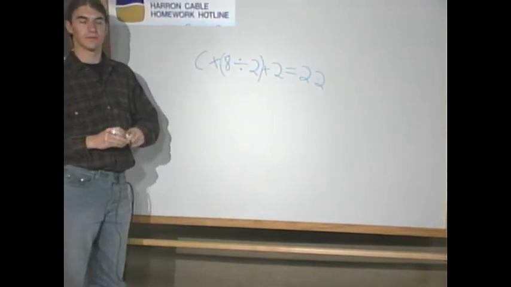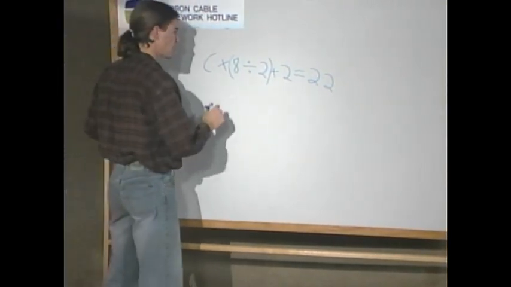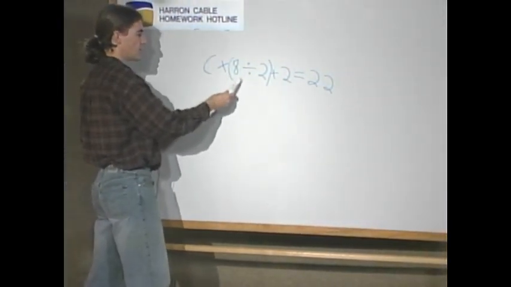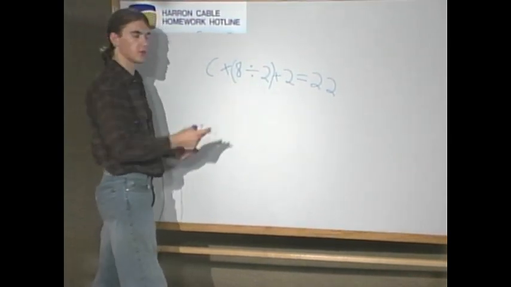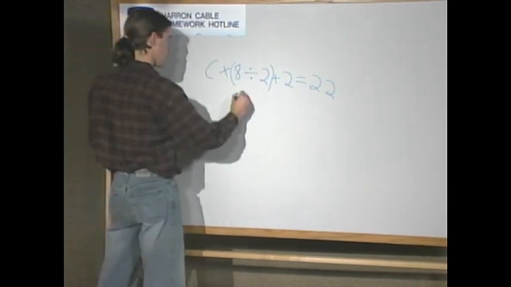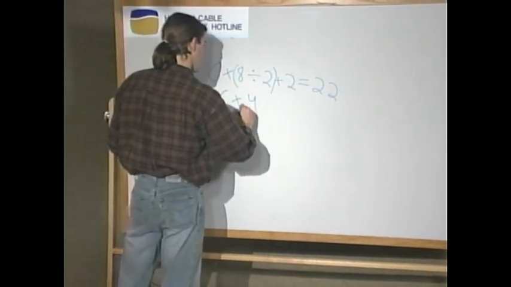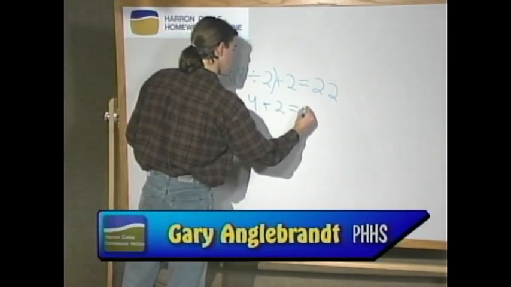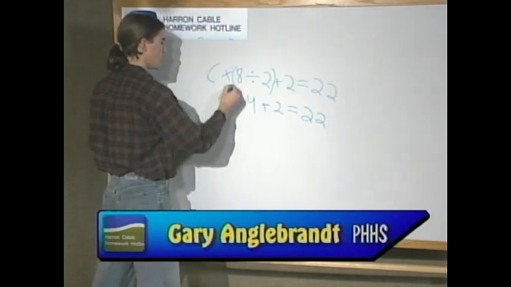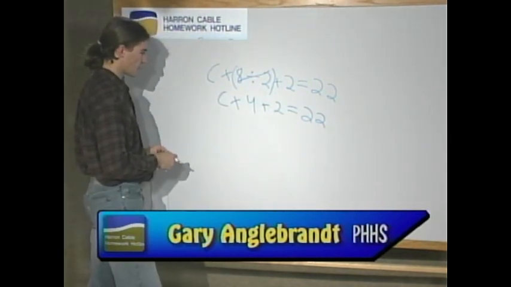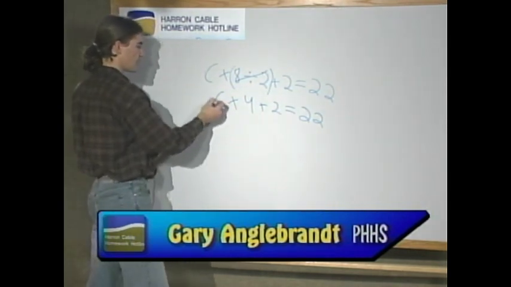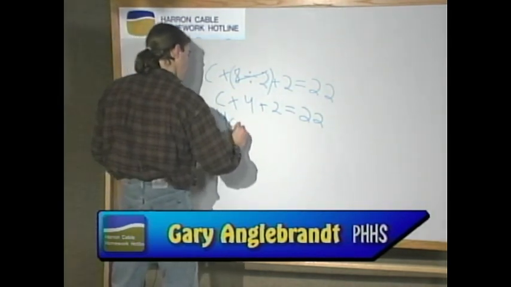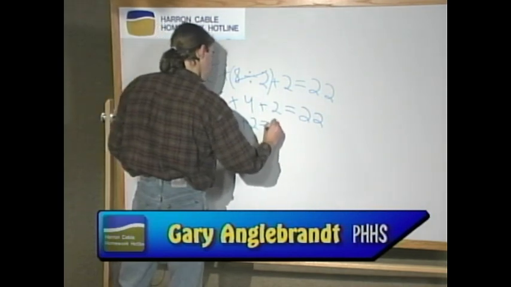Okay, is this your problem? All right. First, what you have to do, you do the part of the problem that's in parentheses first. So 8 divided by 2 is what? 4. Right. Okay, so now you have C times 4 plus 2 equals 22. Now going left to right, you do multiplication first. C times 4 would just be 4C plus 2 equals 22.